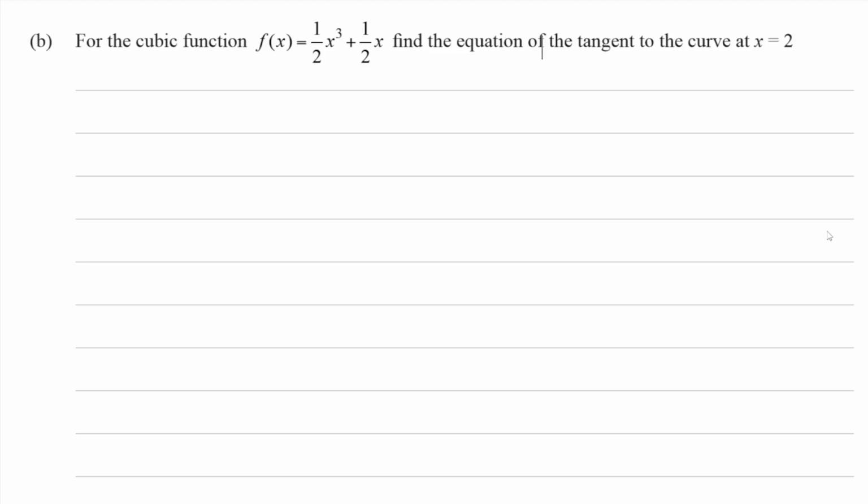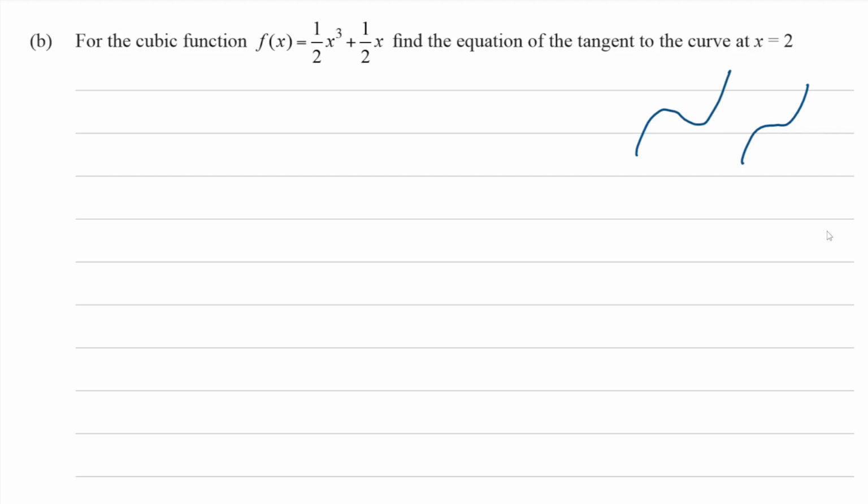A cubic function, right? How do we know it's cubic? Well, they tell us, and it's the highest power of x is x cubed. The coefficient of x cubed is a positive number, so we expect it to be a positive cubic, so having this type of shape, or this type of shape. And our task is to find the equation of the tangent to the curve at x equals 2.